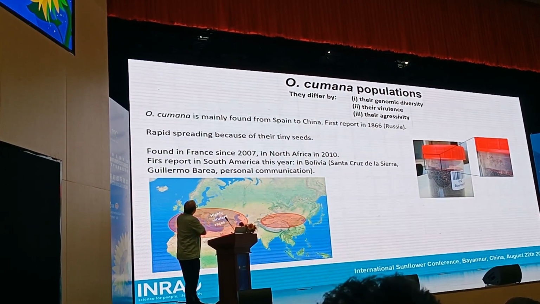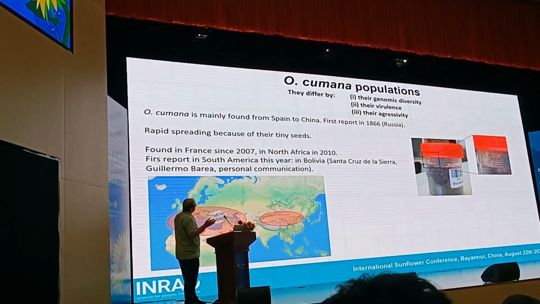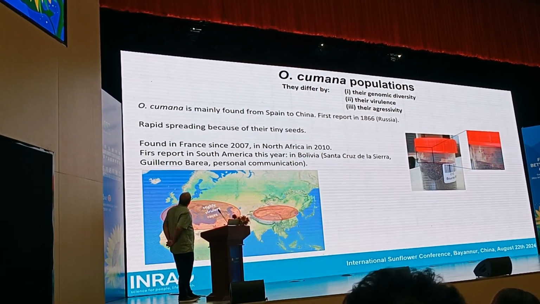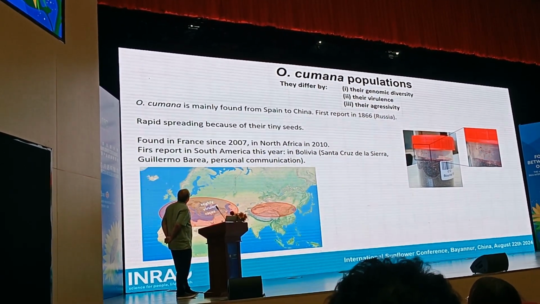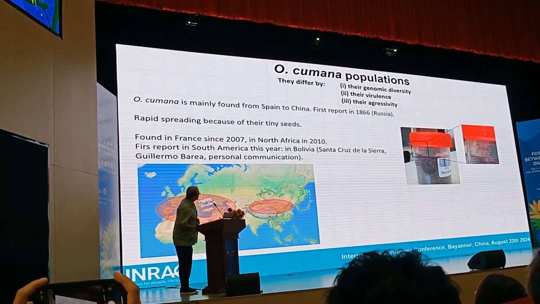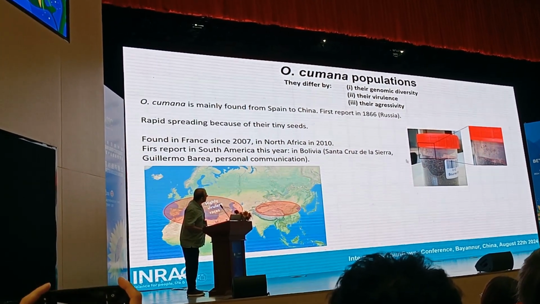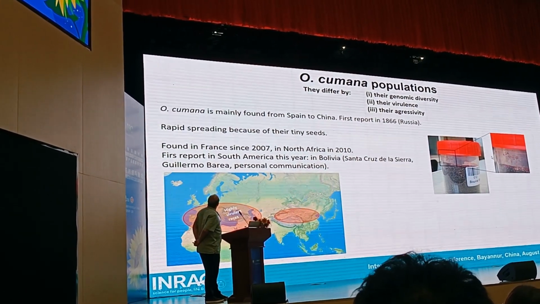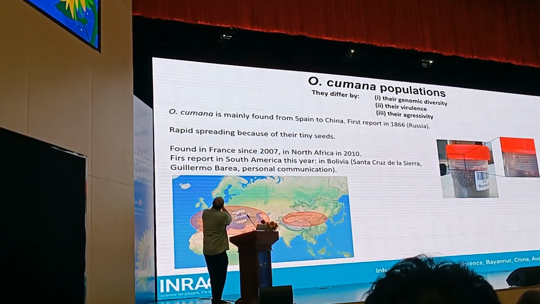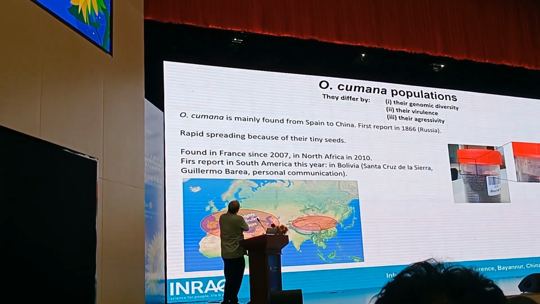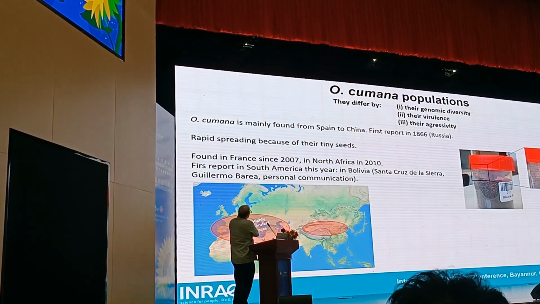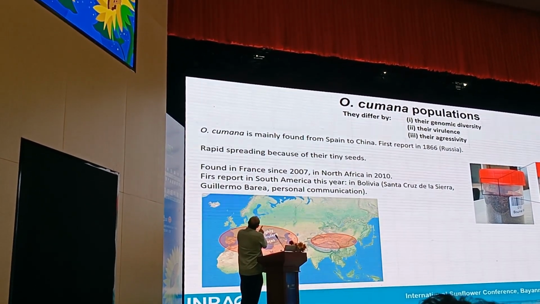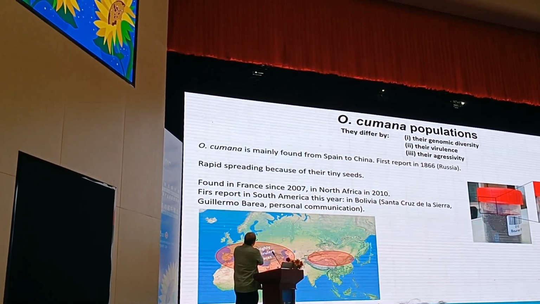So Ocumana is mainly found from Spain to China. The first report is from 1866 in Russia, and they are rapidly spreading because of their tininess. So as you can see there, it looks like powder. They are 2 micrometers in length, and they have been found recently in France in 2007 and in North Africa in 2010. And this year, there is a first report in South America.